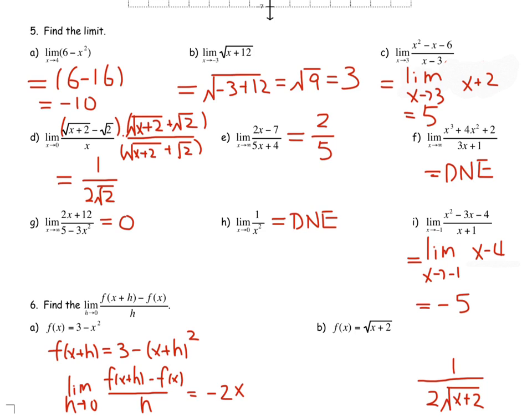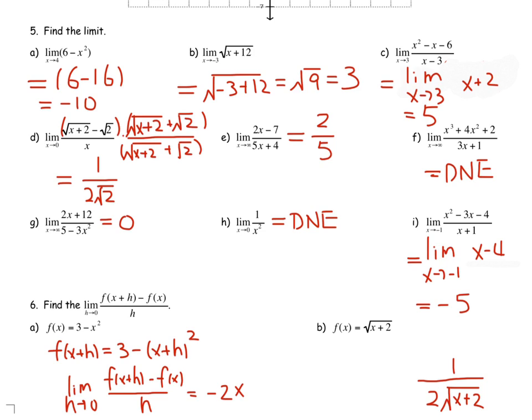Letter F, as x approaches infinity, your numerator has a higher degree than your denominator. So as x gets bigger and bigger, the numerator, your top, is going to overtake your bottom so fast that the bottom is going to be a very small number compared to your top. So as x approaches infinity, your top will approach infinity faster than your bottom. So basically, the limit does not exist.